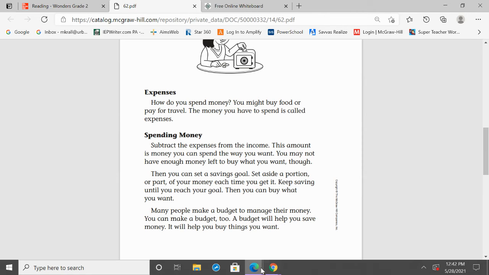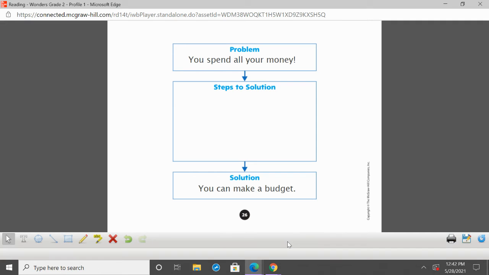So let's go back to our chart. Our problem is you spend all your money, and our solution is to make a budget. Now we need to talk about the different steps that we can take to make a budget. Well, first, we learned about income, and income is the money that you have coming in. So you need to figure out your income. Find out what money you have coming in.